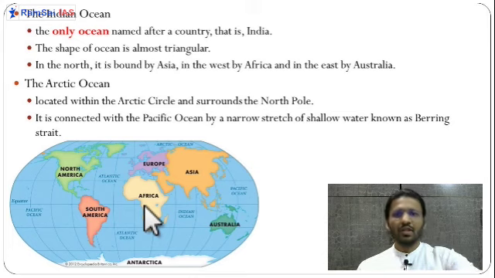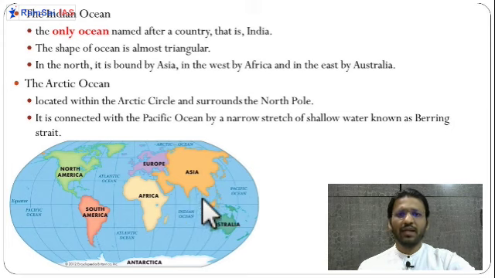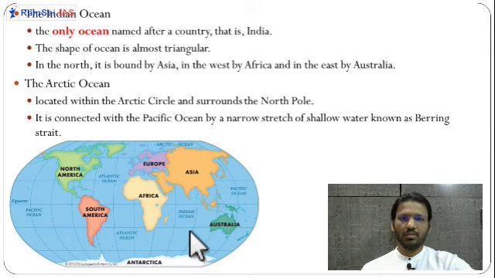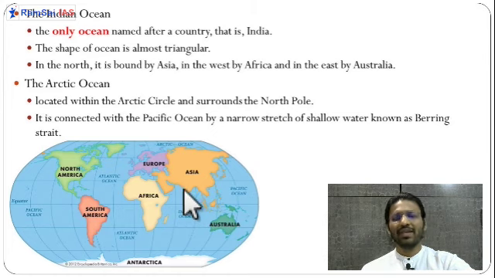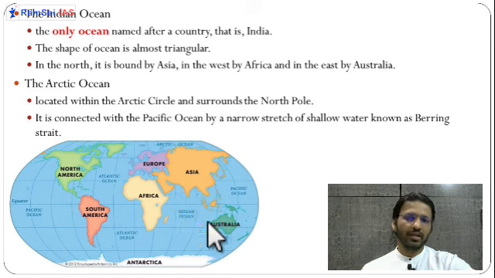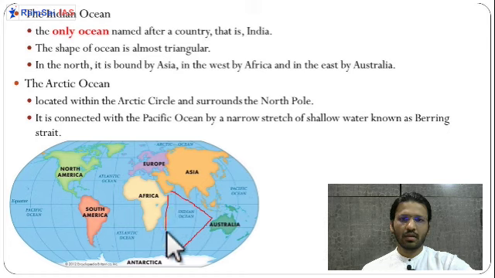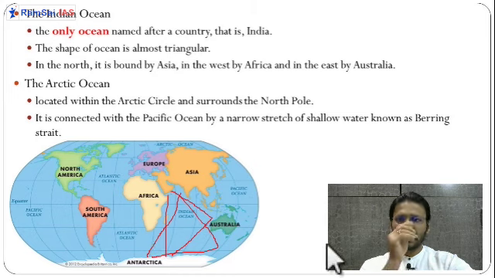If we see the shape of the Indian Ocean, it is almost triangular. Right now it is difficult to mark the shape over here, but we can say it is a triangle. You can make a triangle like this, or you can make it like this. So this is triangular in shape.